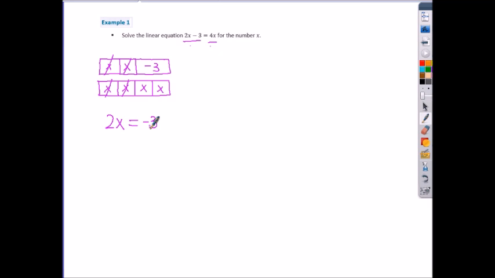Now we can just finish solving this equation. We can divide by 2 on both sides to get our x by itself. When we do that, we are left with x = -3/2.